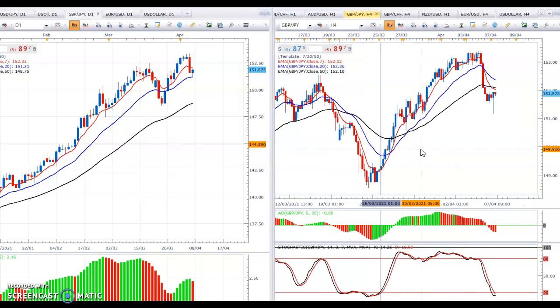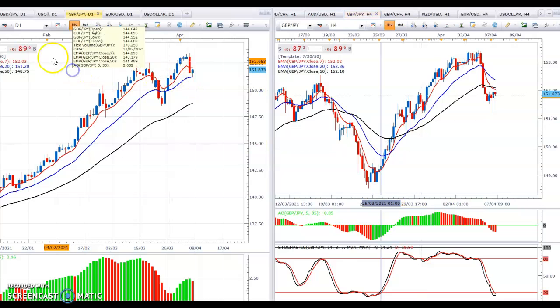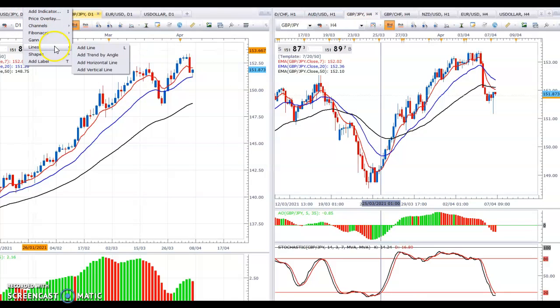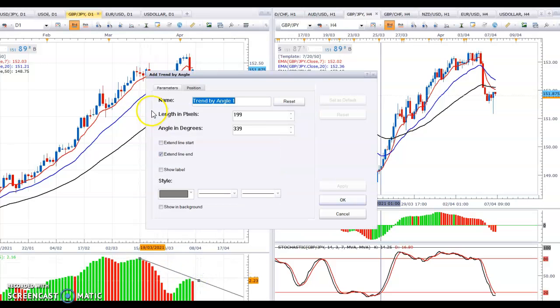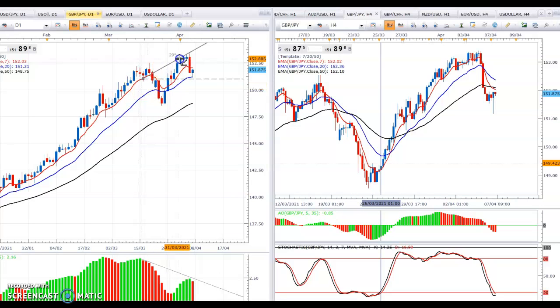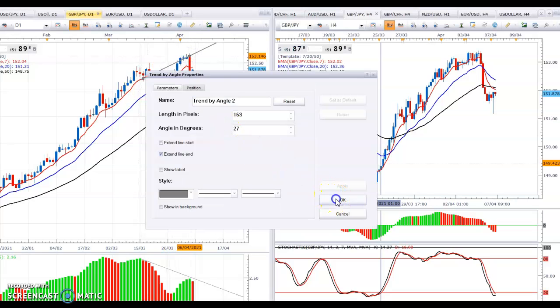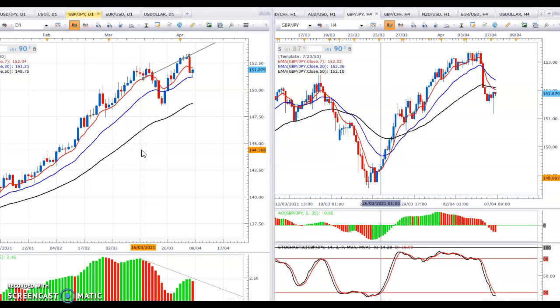There is a little bit of concern here, as you may well have spotted. Let me just highlight that for you. We do have negative divergence on the daily, which indicates potentially that price could fall back down to 149. But no confirmation as yet.